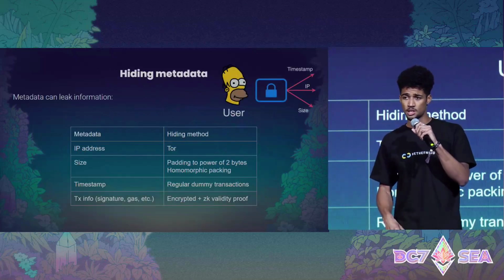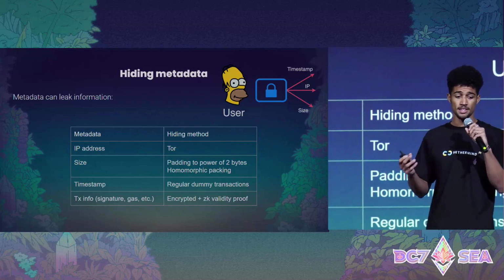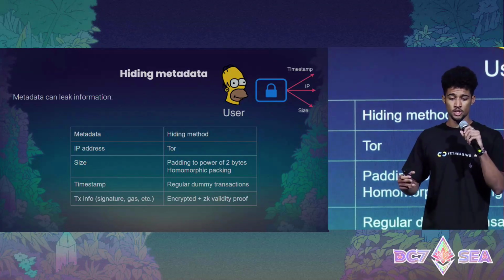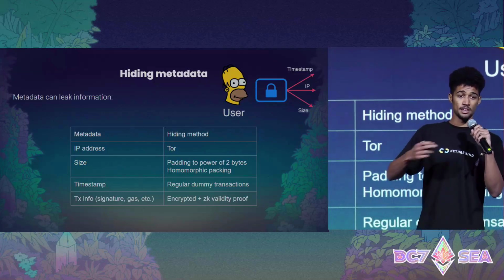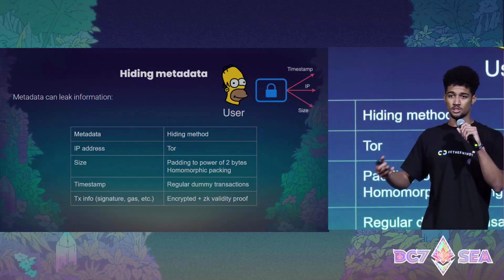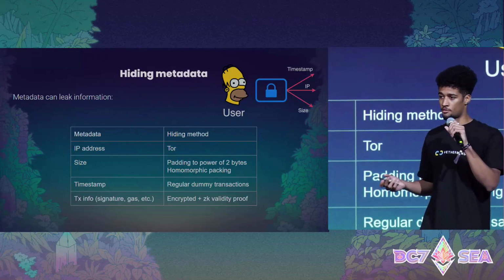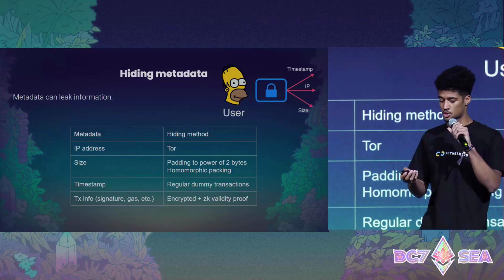The final thing to consider is hiding transaction metadata. So when the user broadcasts their transaction, they can leak information such as timestamp, IP address, and size. We don't have time to cover this, but there are various approaches that can be used to hide this information.